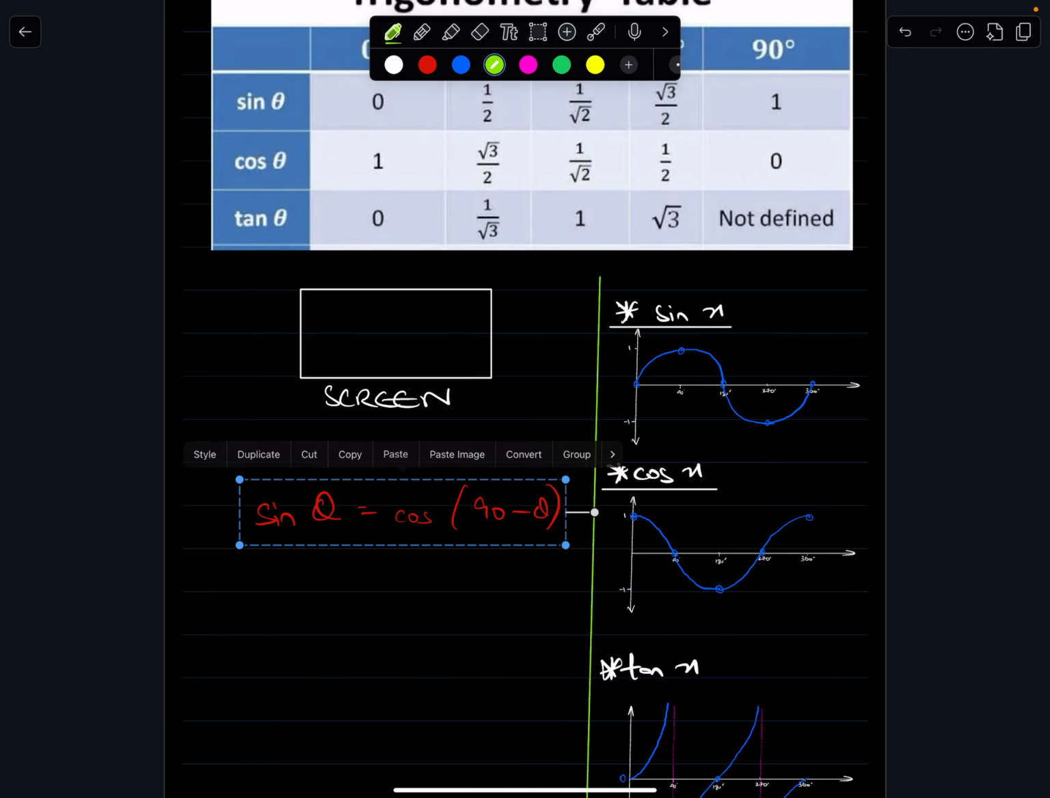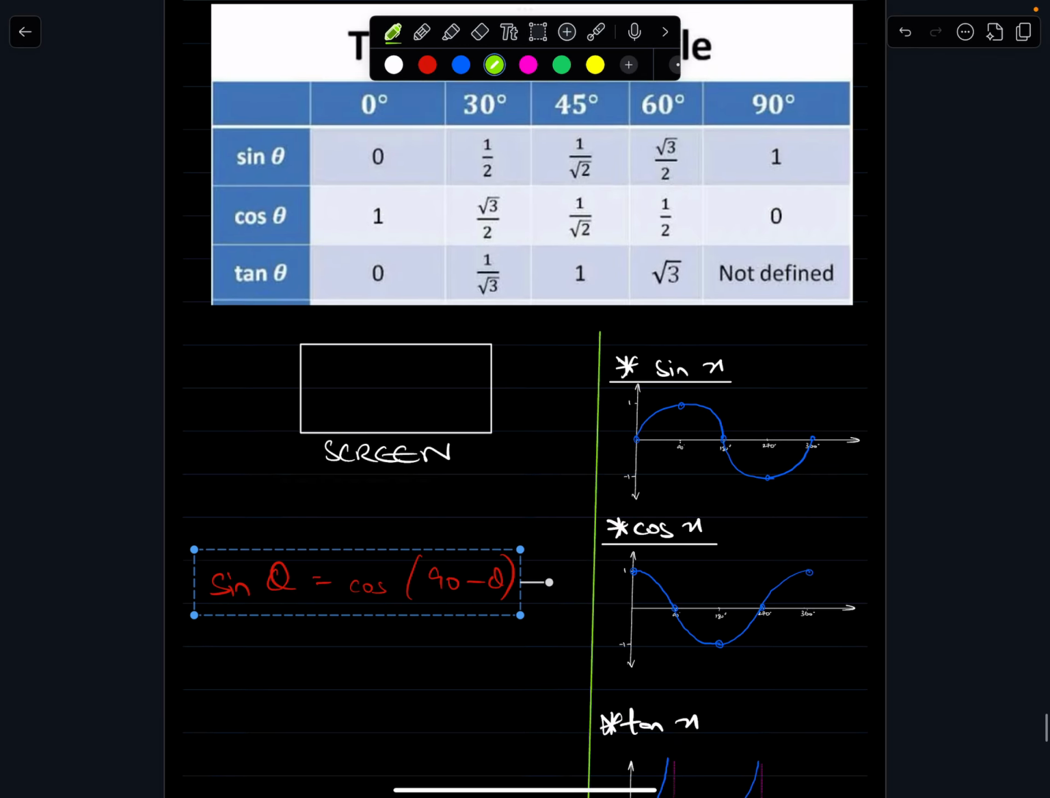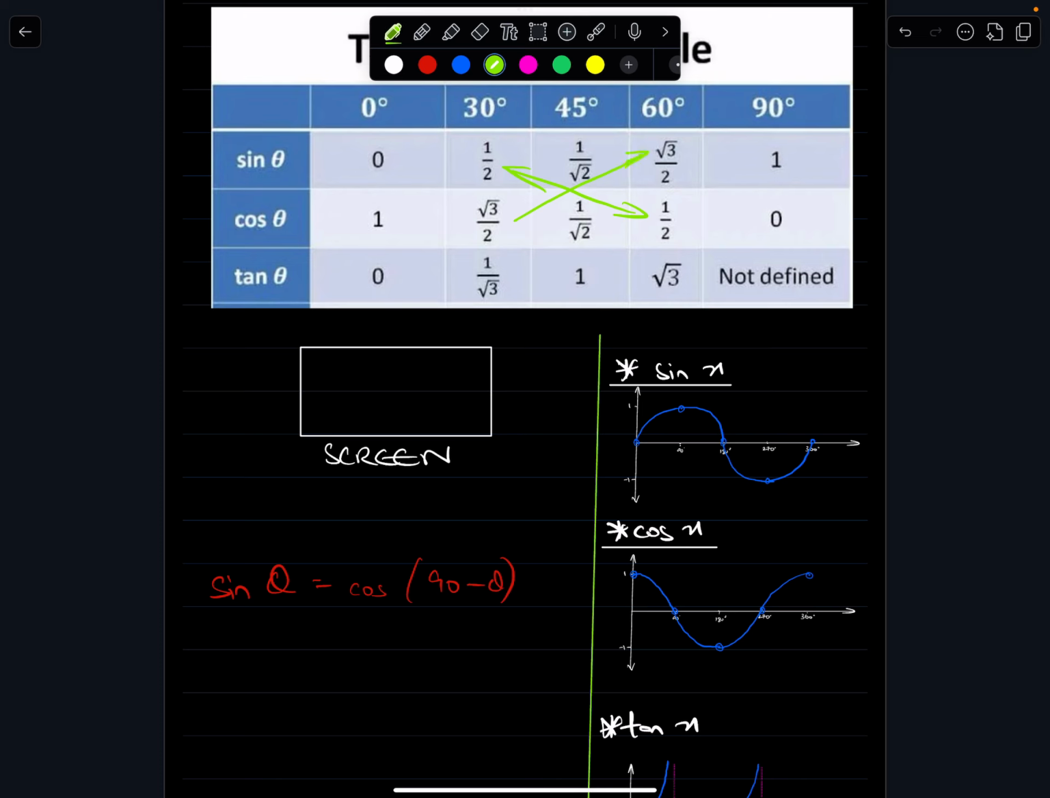And always remember that sin 30 is equal to cos 60 and cos 60 is equal to sin 30. This is because of this identity. Using this identity, you will also realize why sin 45 and cos 45 are equal. So once I introduce this identity, let's move on to imagination.